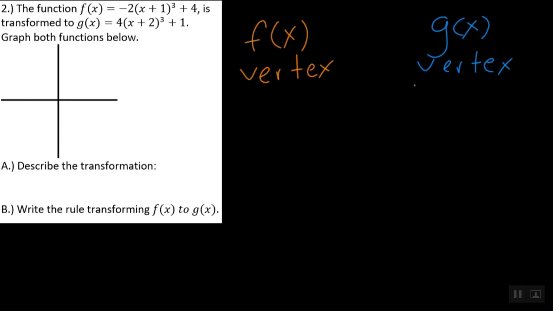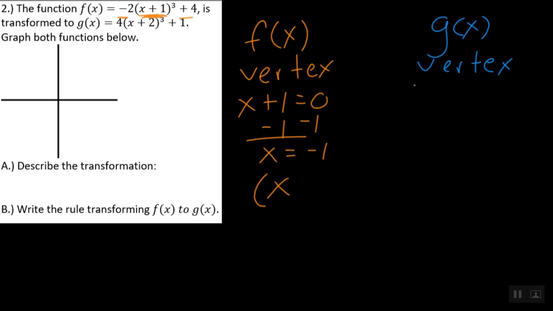Okay, here we have example number 2. Now here we have the function f of x equals negative 2 (x plus 1) cubed plus 4. So let's go ahead and find our vertex first. Remember, we look inside the function at our grouping, x plus 1. We can set that equal to 0. And to get x by itself, we'll subtract 1 from both sides.